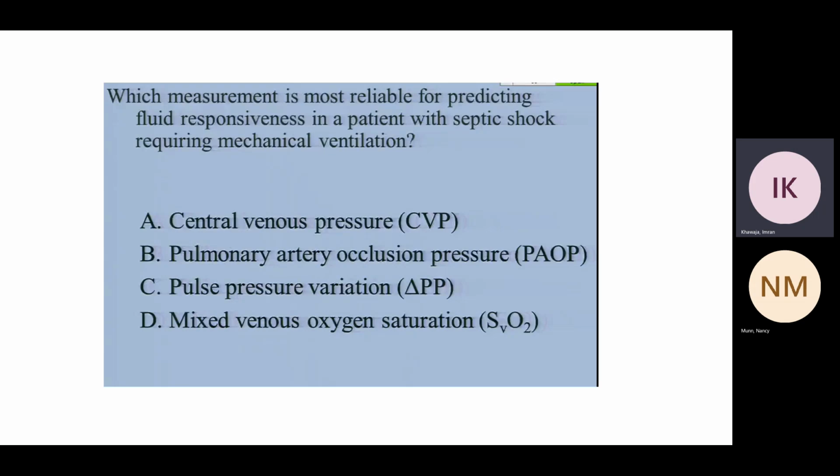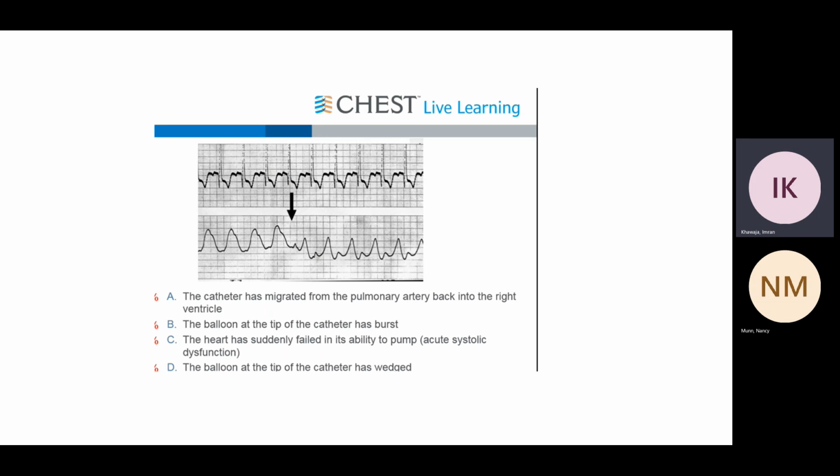What's wrong with the wedge? Why does it look like this? The wave looks big, right? That's the other question. The normal V wave is not that big, right? And we did talk about the differential diagnosis of big V waves.